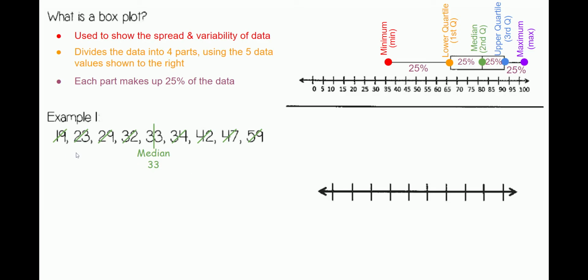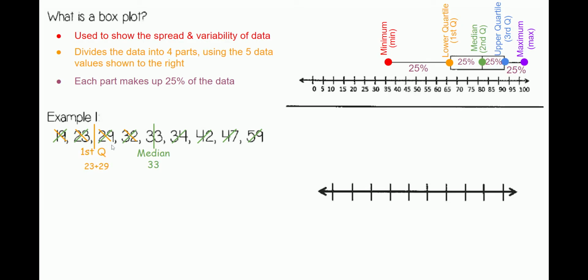Okay, so let's do the first quartile, or the lower quartile, first. So what we do is we cross off the ends, and we don't include the 33. We do not include the median. Next, well, that means we've got nothing left in the middle. So we need to find the number between those two, which means we need to find the average.